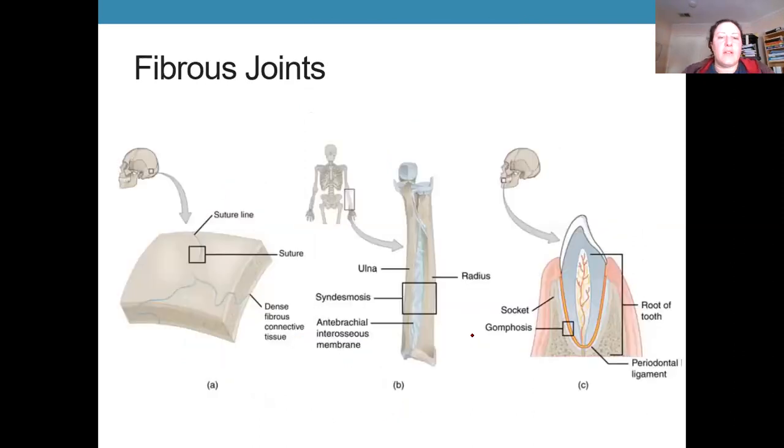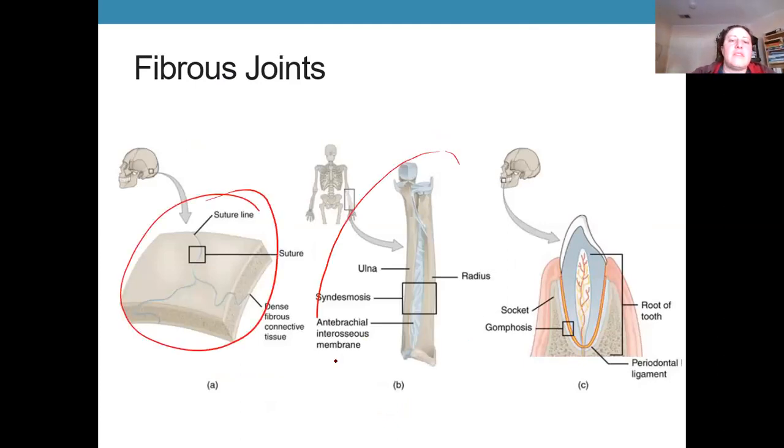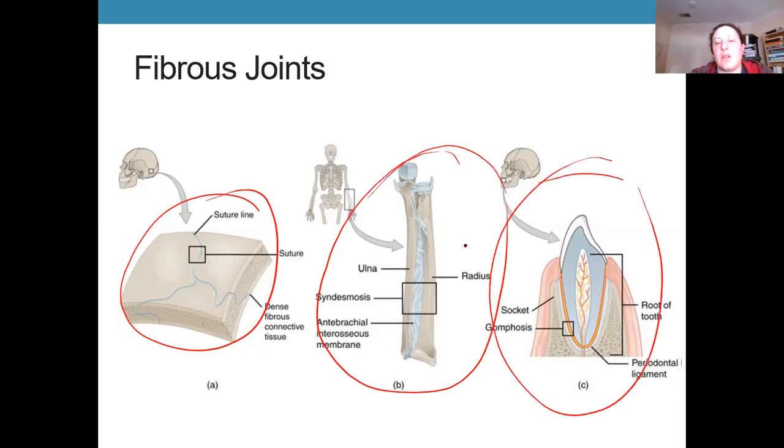So here's a summary of the three types. We have sutures, we have syndesmoses, and we have gomphoses.